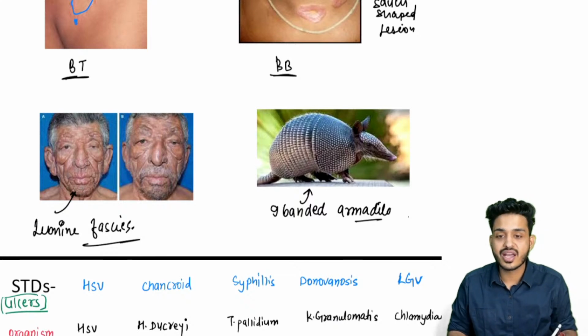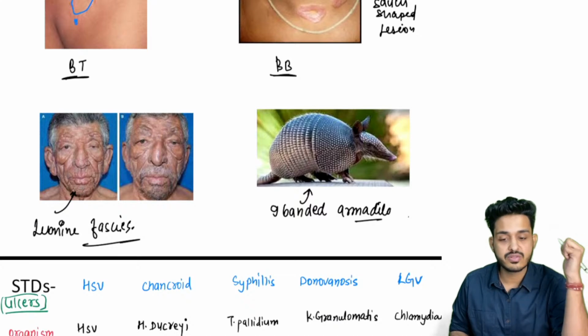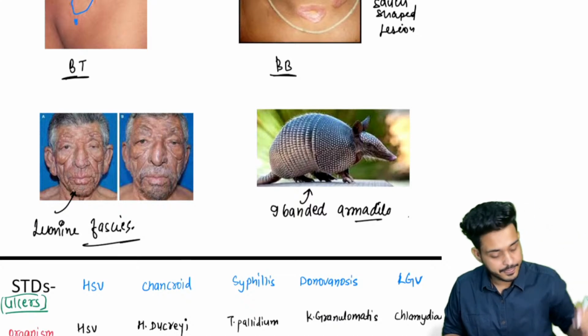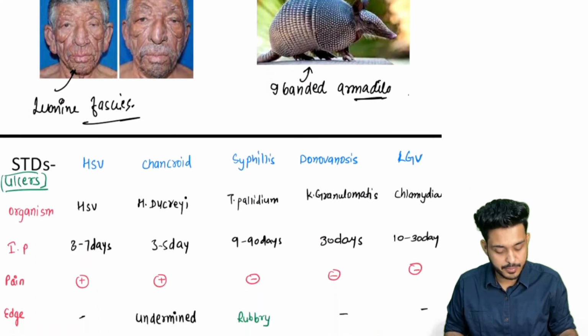But in India we don't have the nine-banded armadillo. That is why we are using food pad infection with suckling mice. Okay, so that is what we are using. So these are the important pointers.